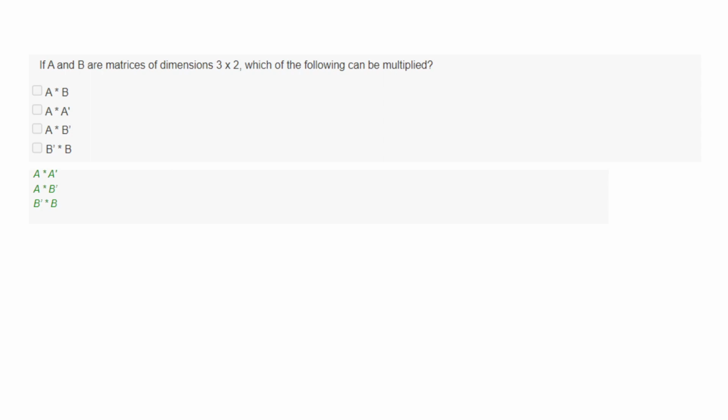Similar is the option of A into B transpose. B transpose will obviously be a 2 by 3 matrix. A into B transpose will also give you a 3 by 3 matrix. Similar is the case of B and B transpose. So just keep this in mind: the number of columns of the first matrix should be equal to the number of rows of the second matrix in order to multiply them. Okay, so moving on to the next.